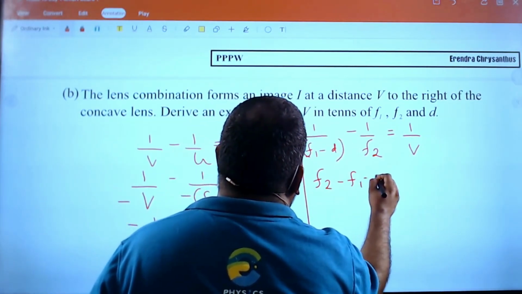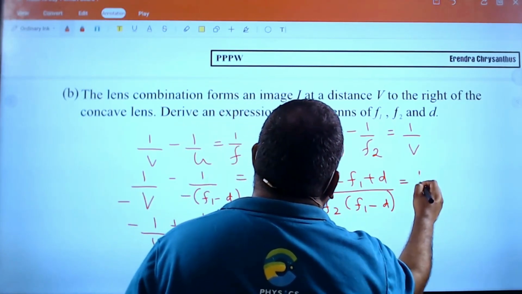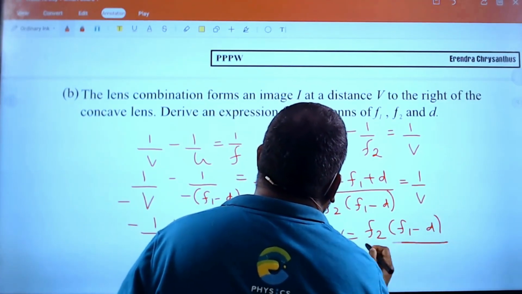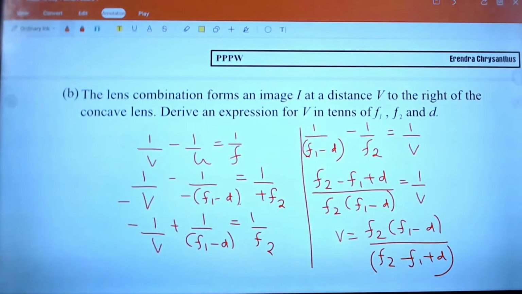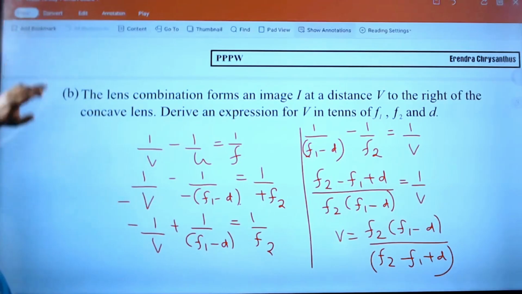Simplify it. 1 over v equals 1 over (f1 minus d) plus 1 over f2, which is (f2 plus f1 minus d) over f2 (f1 minus d). Turn upside down: v equals f2 (f1 minus d) over (f1 minus f2 minus d)... so you can see whether you got the answer. I have already put the sign convention there, so the value for v will come.